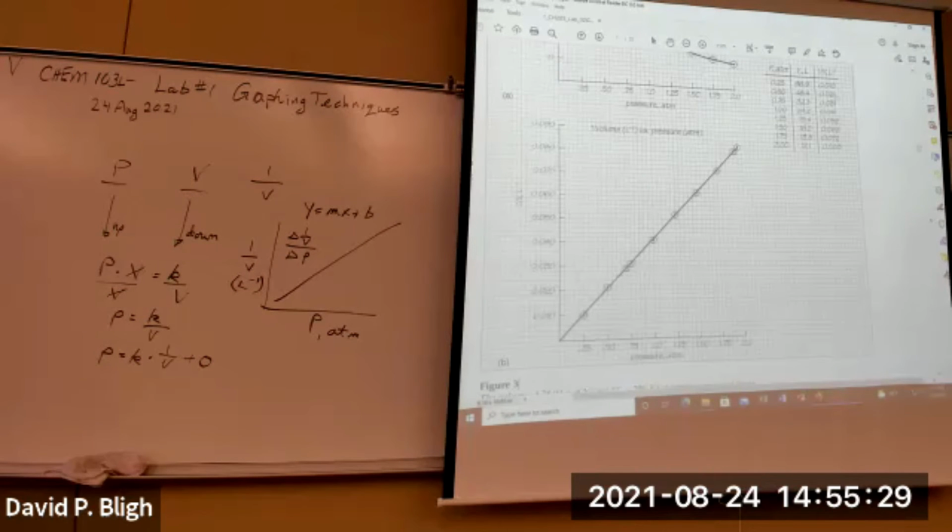And when you draw it like that, the units of measure for 1 over V is liters to the -1. That's important, right? Units. The variable is 1 over V, and the units of measure are L to the -1. And there's your title. This is pretty well described.